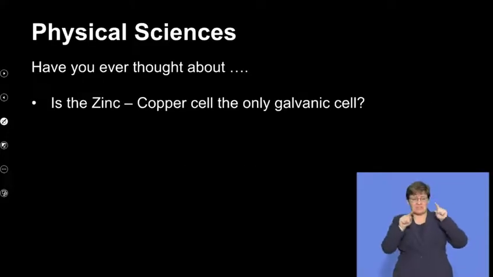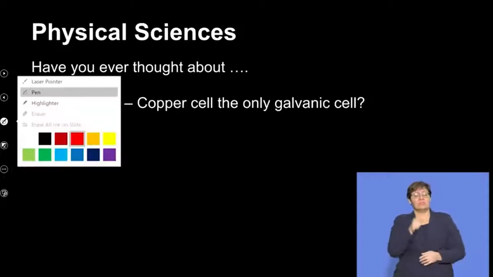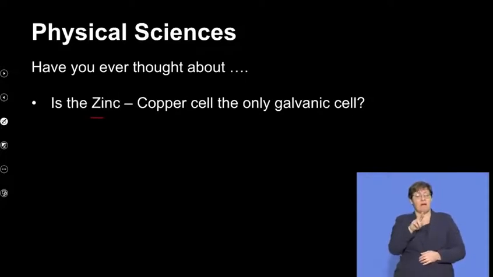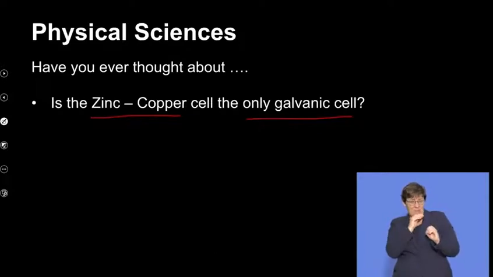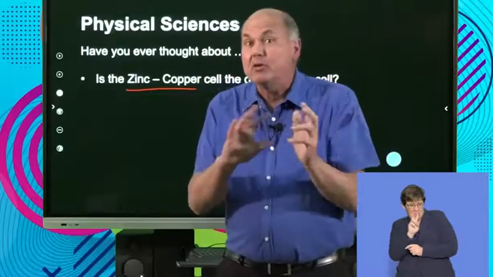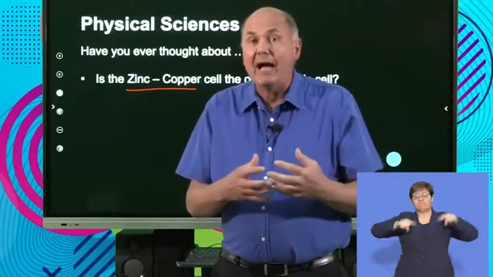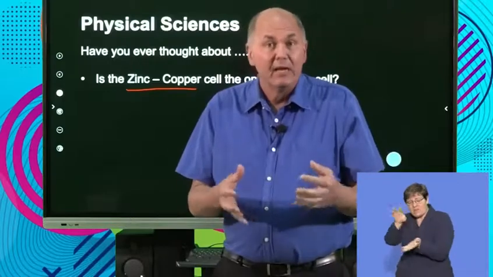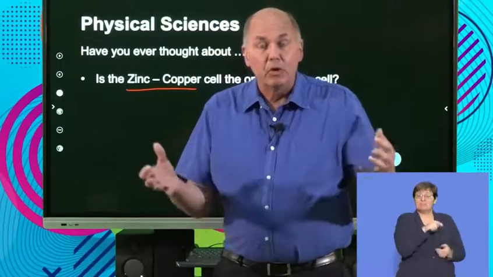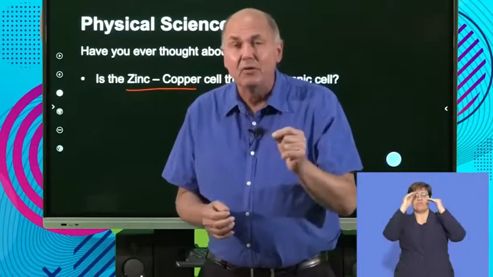So my first question to you that follows on from our previous lesson: is the zinc copper cell the only galvanic cell that we're going to be looking at? It's quite an interesting question, and in fact we're going to answer it by looking at a series of information that we can put together, which we call the table of standard reduction potentials. Let's see how this all fits in.